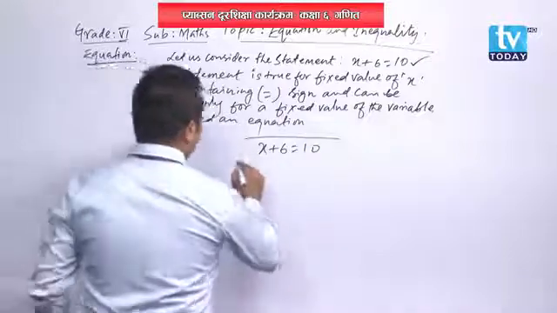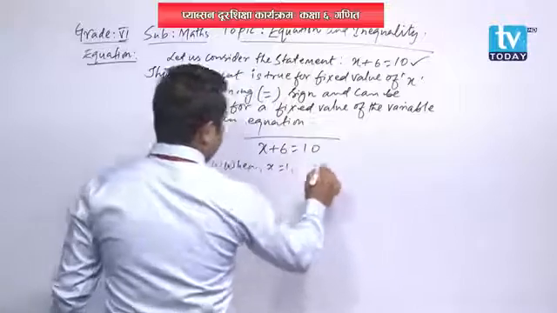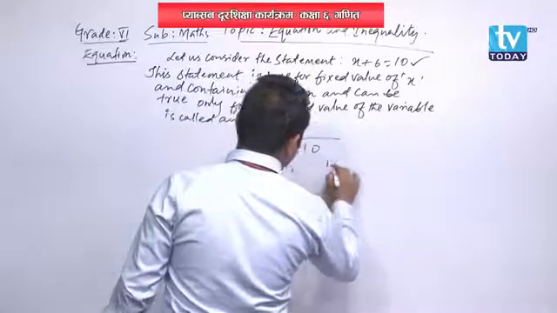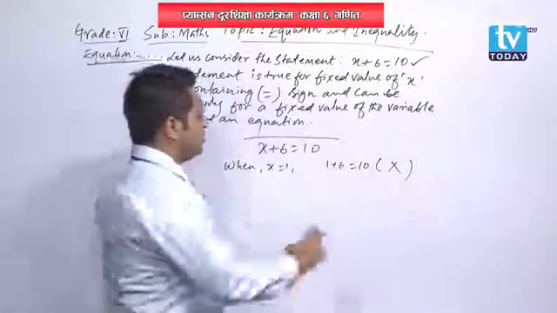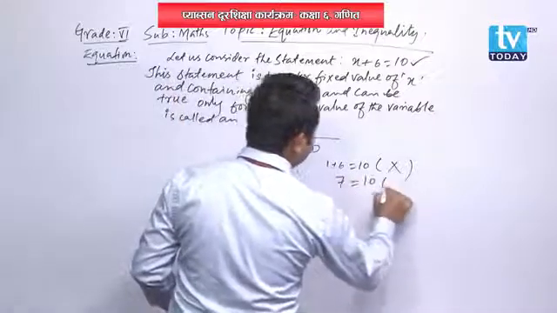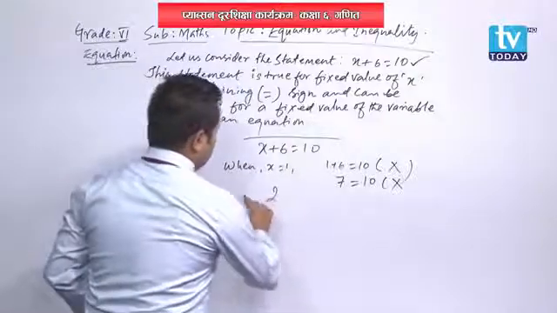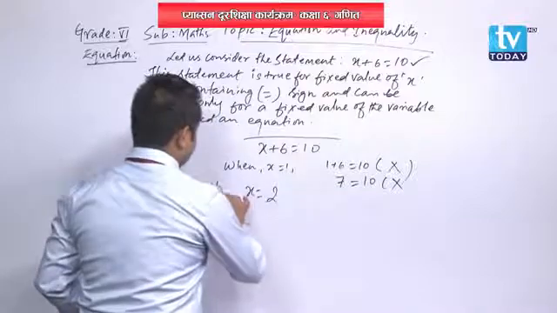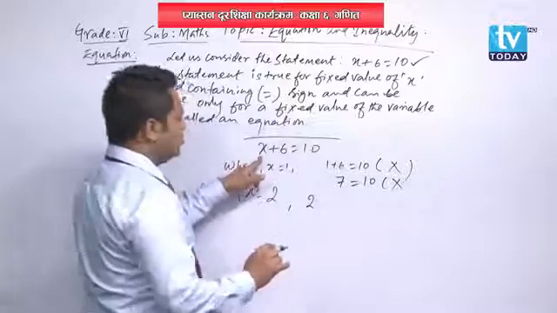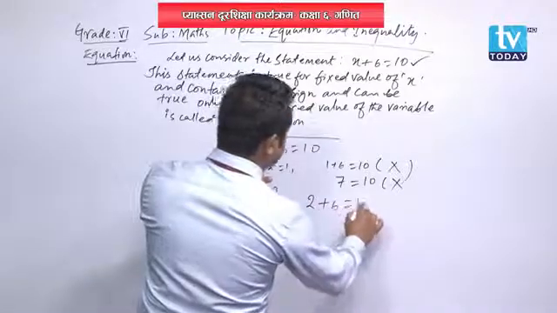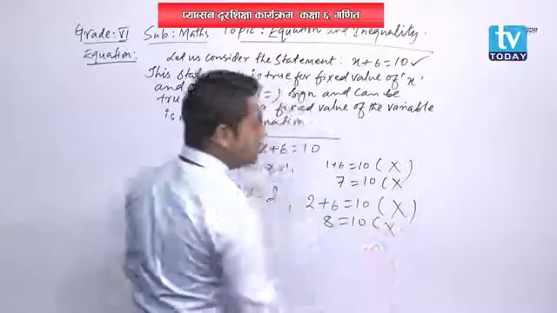Suppose when x equals 1, then check your left hand side, 1 plus 6 equals 10. This is not true. 1 plus 6 will be 7. 7 cannot be equal to 10. So, this is a false statement. Suppose when x equals 2, then 2 plus 6, you have to replace x by 2. 2 plus 6 is 8, which cannot be equal to 10. So, this is also a false statement.